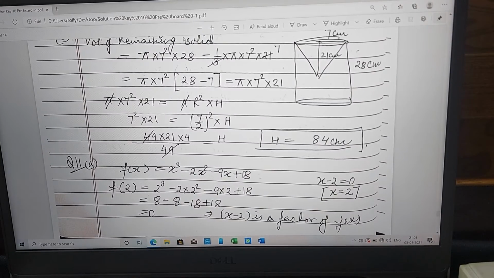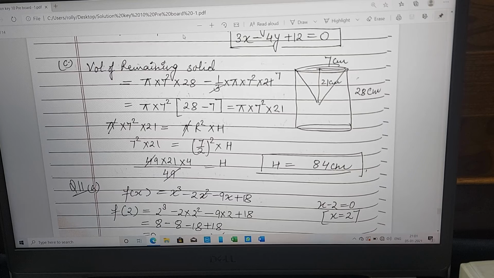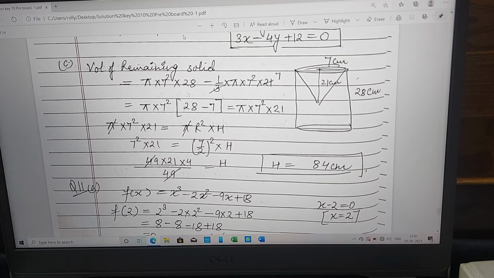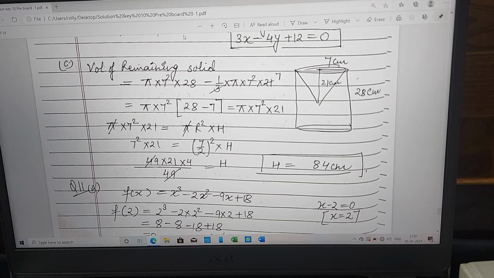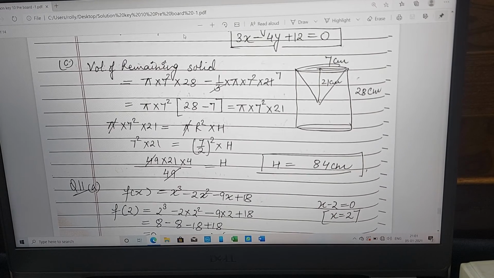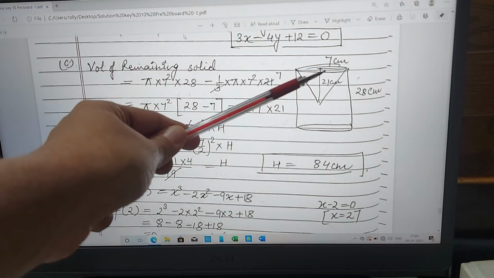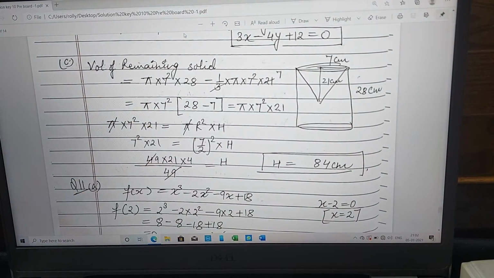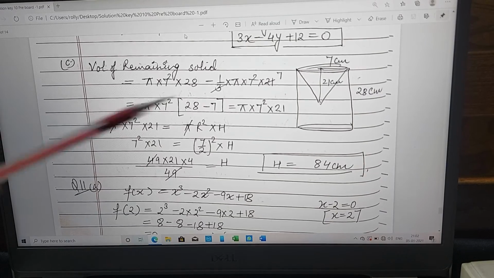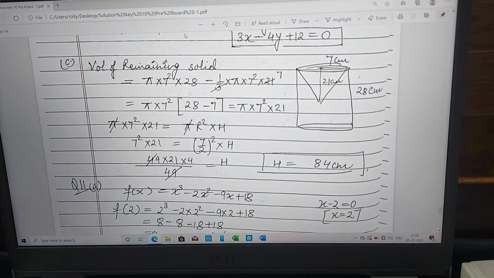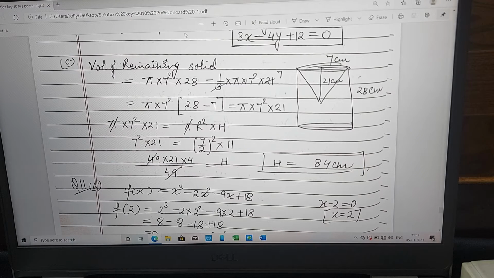For the next question, a cone has been drilled out, removed from the solid, from the cylinder. So first of all, you have to calculate the volume of the cone. And we have to do volume of cylinder minus volume of cone. Clear? So volume of cylinder is pi r square h, radius is 7 and height is 28, and volume of cone is 1 upon 3 pi r square h. So r is 7, h is given, it is given 21. So we have calculated, it has come.